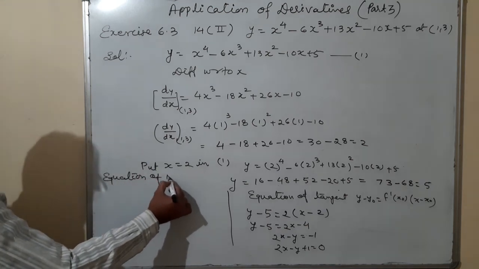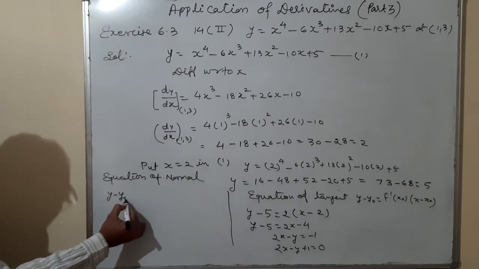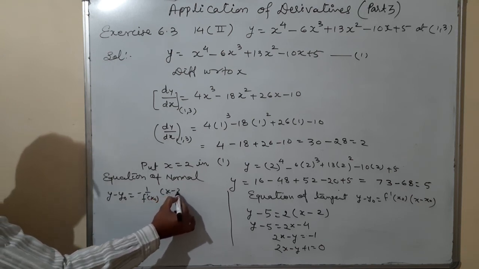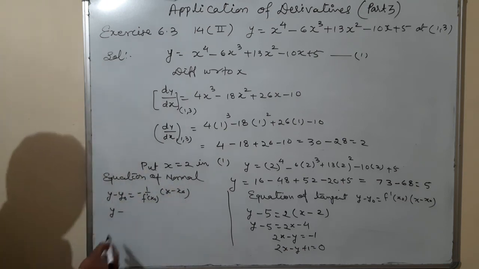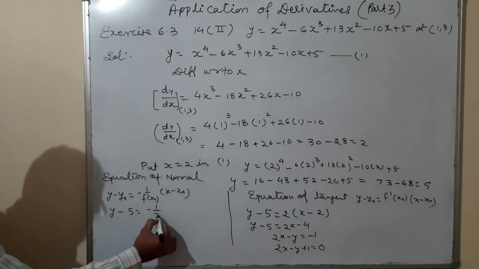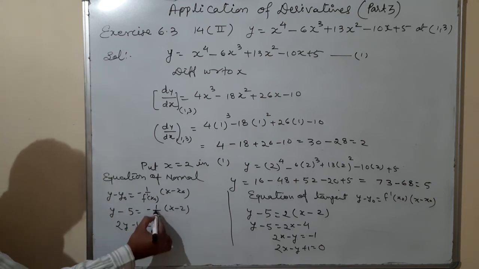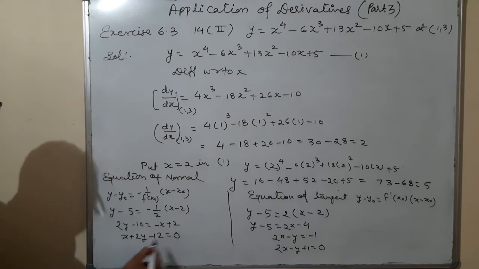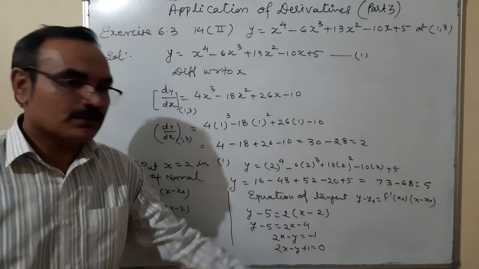Equation of normal: y minus y0 is equal to minus 1 upon f dash x0 times x minus x0. The point y is equal to 5, we have got it. Minus 1 upon 2 times x minus 2. 2y minus 10 is equal to minus x plus 2. So x plus 2y minus 10 minus 2 is equal to 0, that is x plus 2y minus 12 is equal to 0. And 2x minus y is equal to 0.